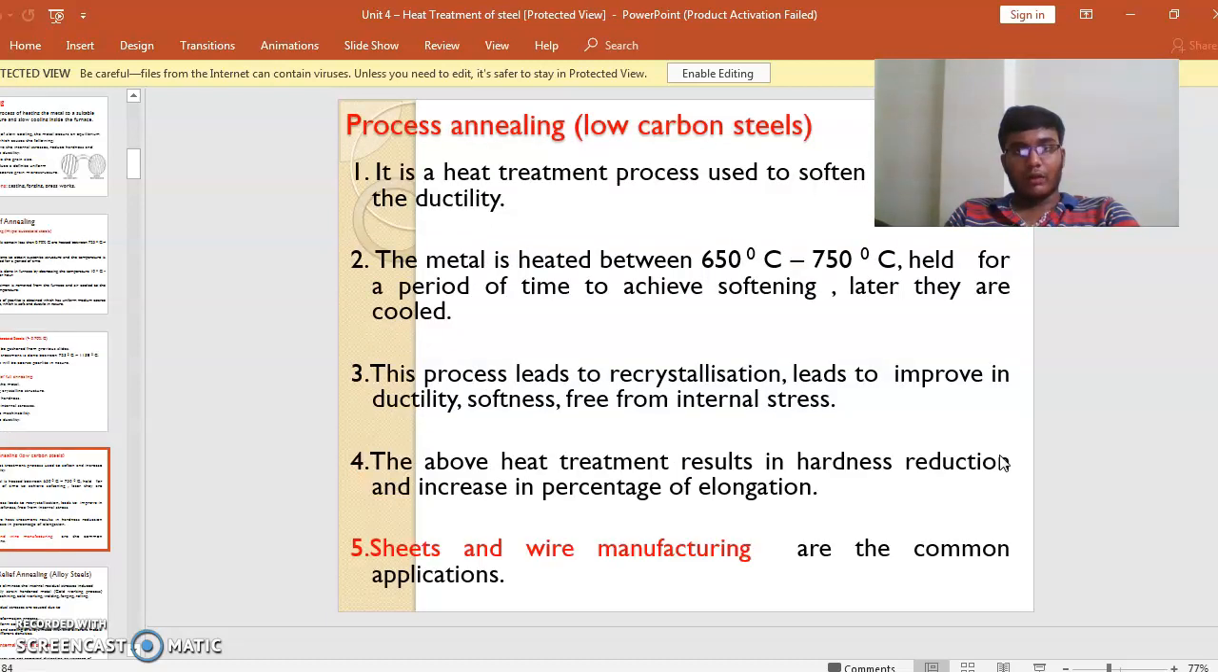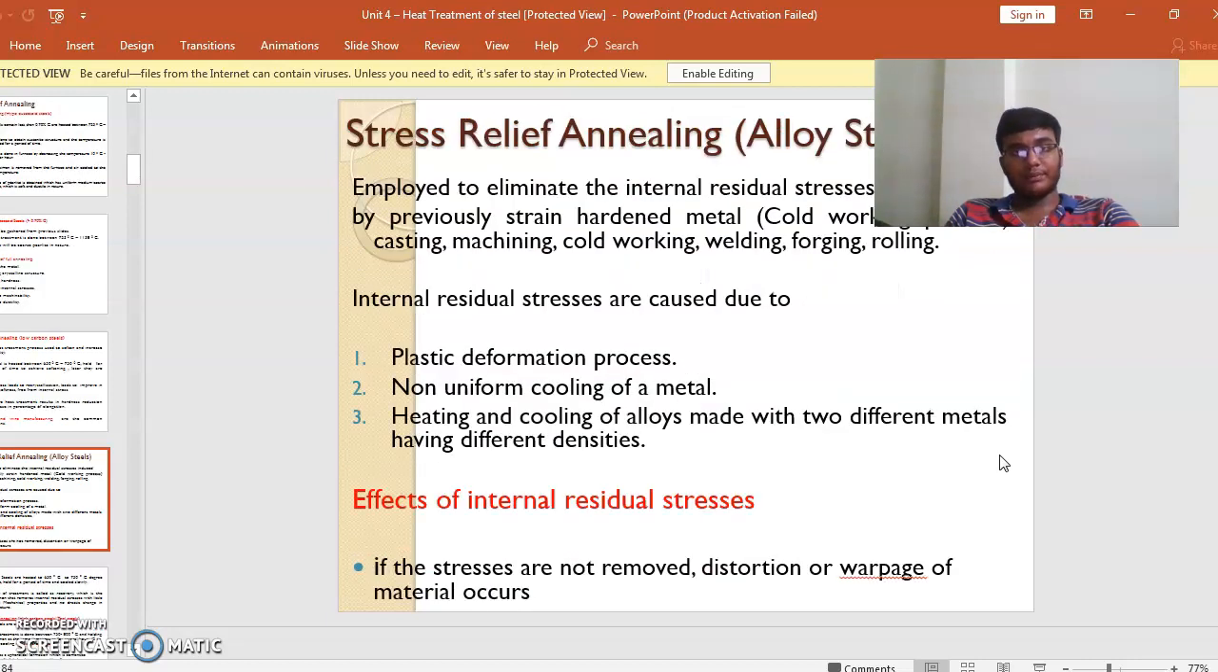Process annealing, specially applicable for low carbon steel. It is a heat treatment process used to soften and increase the ductility. The metal is heated between 650 to 750 degrees centigrade, held for a period of time to achieve softening. Later, it is cooled. The process leads to recrystallization, improving ductility and softness, and leaves the metal free from internal stress. The above heat treatment results in hardness reduction and increase in percentage of elongation. That is, the tensile strength of the metal decreases as process annealing is done on the metal. Sheet and wire manufacturing are the common applications of process annealing.